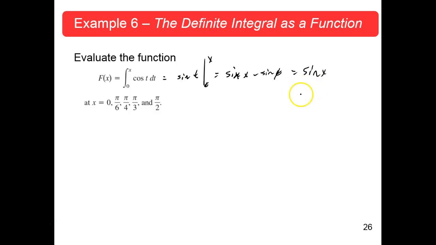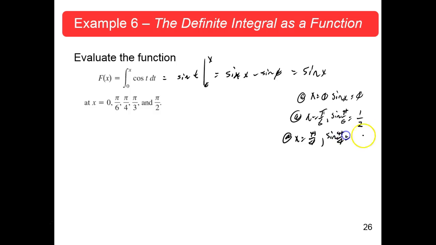So then just plug these in. At 0, sine x is 0. At x equal pi/6, sine pi/6 is equal to 1/2. At pi/4, sine of pi/4 is what? Anyone remember? Root 2 over 2. We already had that today. At x equal pi/3, sine of pi/3 is equal to... You forgot the easy way to do it, don't you? Huh?